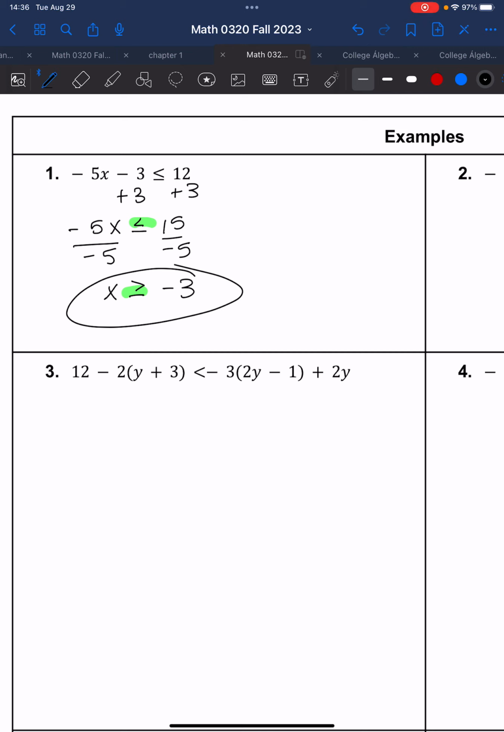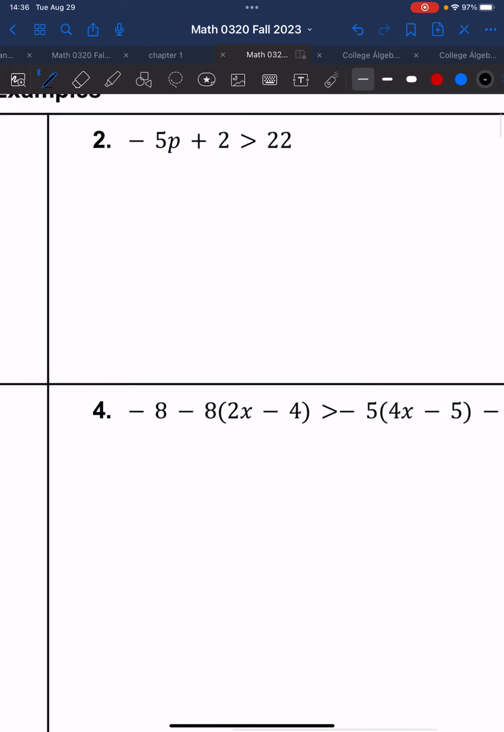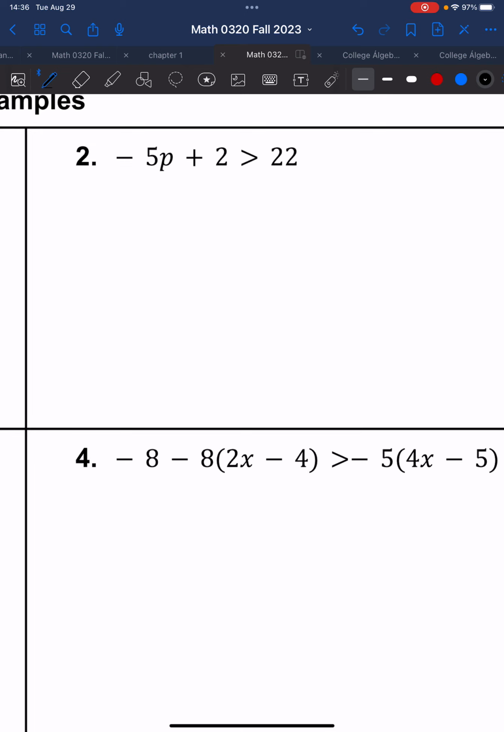Okay, now let's look at number 2. Number 2, we have negative 5p plus 2 is greater than 22. So I'm going to subtract 2 to the other side, and I get negative 5p is greater than 20. Divide both sides by that negative 5, which means our symbol is going to flip. So then I have p is less than negative 4.